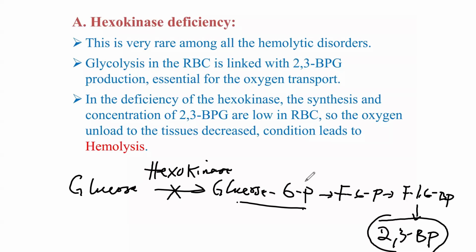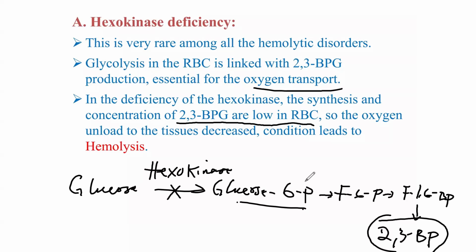It is very rare to have hexokinase deficiency among all the hemolytic disorders. And of course, glycolysis in the red blood cells is linked with 2,3-bisphosphoglycerate production, which is essential for oxygen transport. So if this enzyme is deficient, then the synthesis and the concentration of 2,3-bisphosphoglycerate are low in the red blood cell.